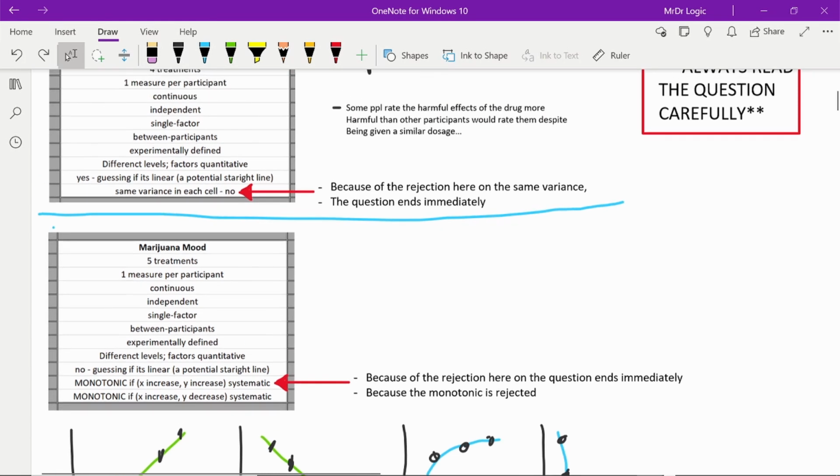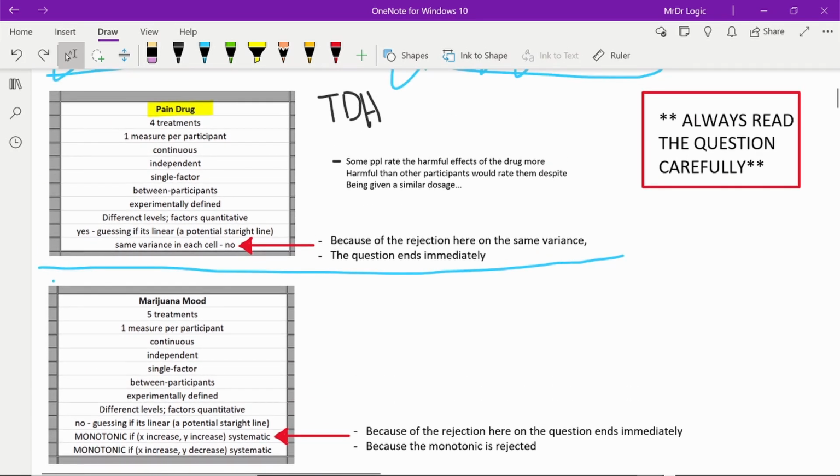And I want to point the same thing out for marijuana mood. I basically named it marijuana mood, but they're asking how you feel after taking some marijuana. No joke, I think that's what the question was asking. And it is five treatments, or 5 groups. 1 measure per participant, so that's going to be like P1, 1, P2, 1, something like that. Independent, single factor, between participants, experimentally defined.